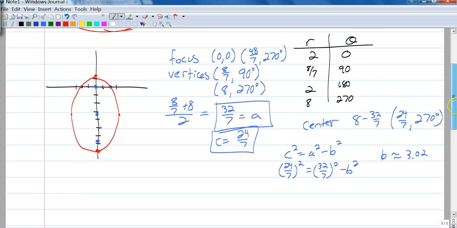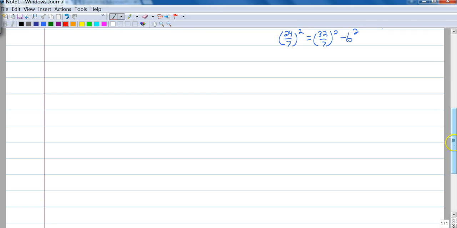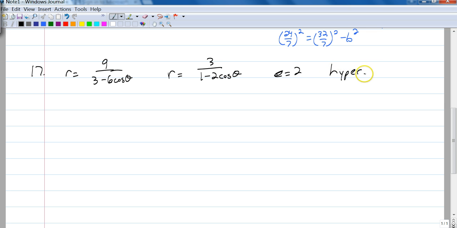I have all my 5 pieces. So let's do 17 and then we'll call it a day. So 17 is r is equal to 9 over 3 minus 6 cosine theta. If I turn that into the correct form, we divide everything by 3, which means that e is equal to 2, which means that we have a hyperbola. And again, you can graph it to see what it looks like.